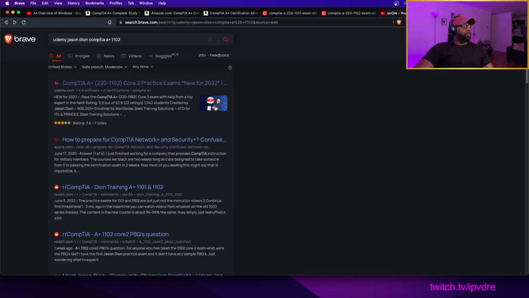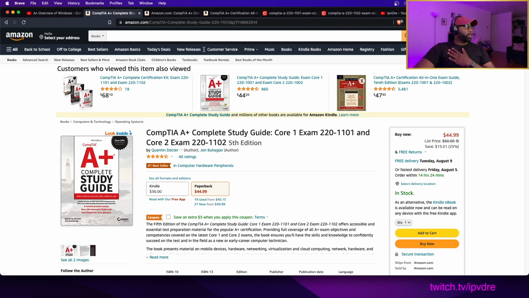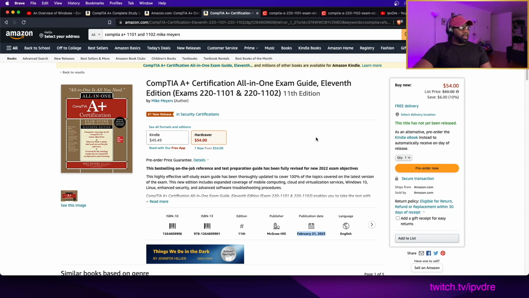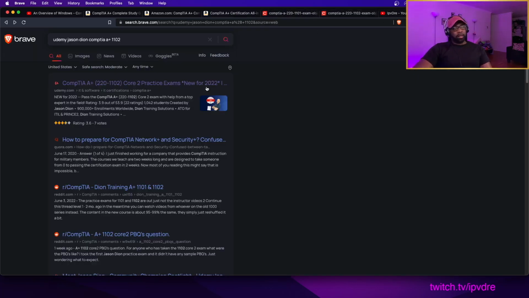These are the materials that I swear by. Professor Messer, the Sybex study guide, written by Quentin Docter. Troy McMillan wrote the complete review guide, both cores. Mike Meyers, you have to wait till February though. Also make sure you go through these exam objectives, right? And then Jason Dion, Udemy.